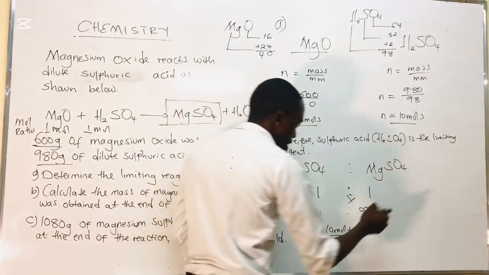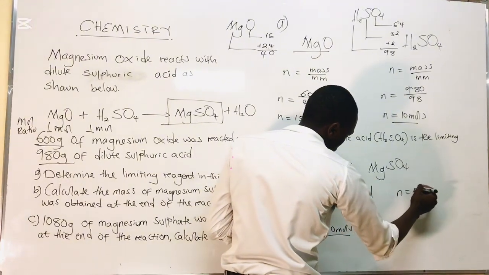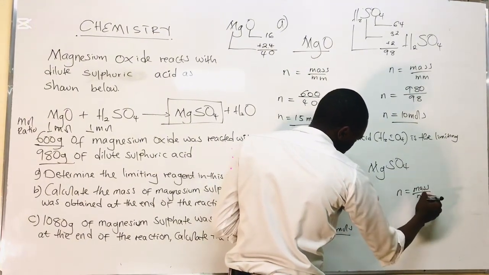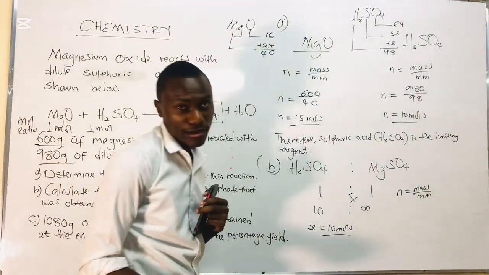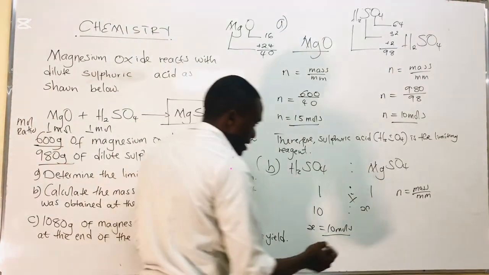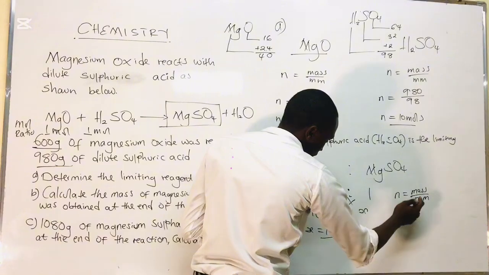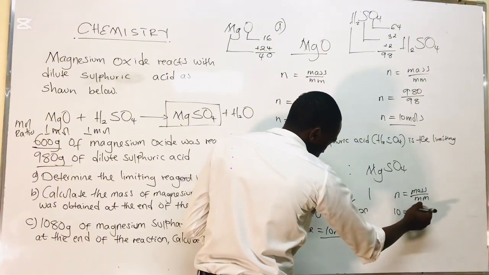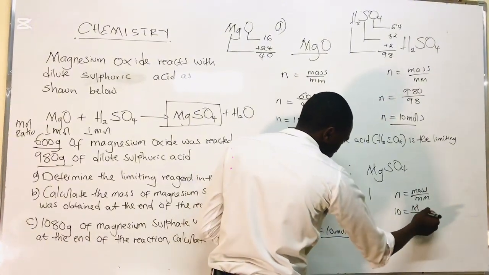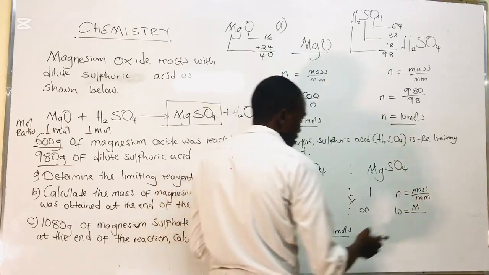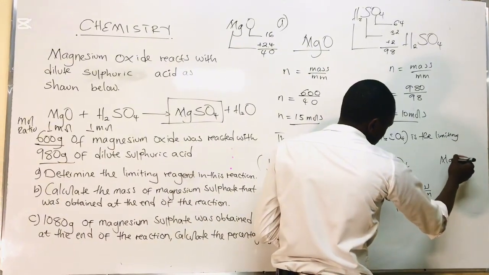Now that we've found the number of moles of magnesium sulfate, we are going to find its mass, because we know that number of moles equals mass over molar mass. Is that okay? So the number of moles of magnesium sulfate, we have them, it's 10. Now what is the mass of magnesium sulfate? This is what we're looking for. What is the molar mass of magnesium sulfate? So we do that staircase method again.